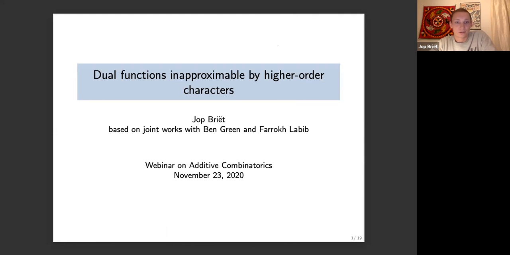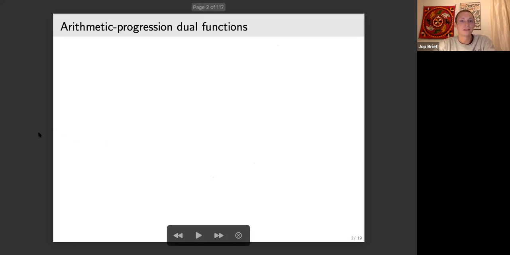So this talk is based on some joint works together with Ben Green and Farouk Labib, and it's about things called dual functions. So let me jump right in and try and explain to you what a dual function is.